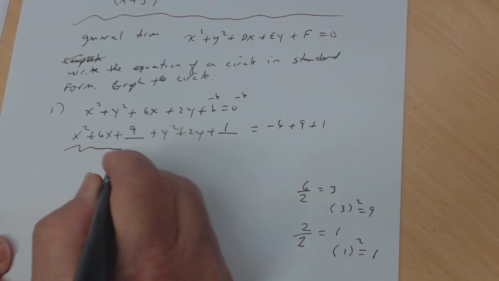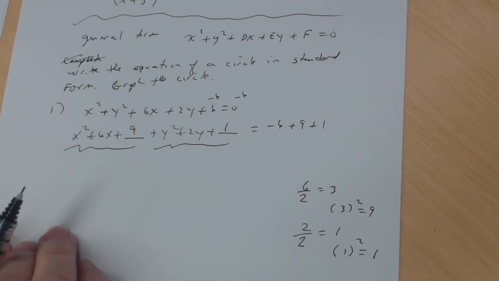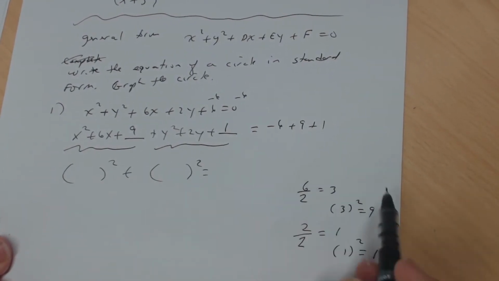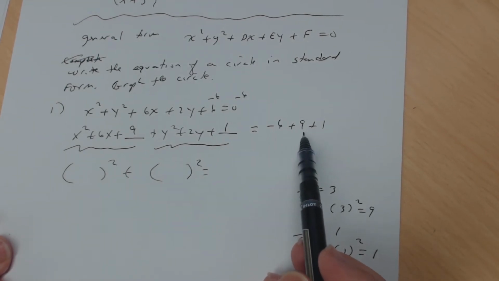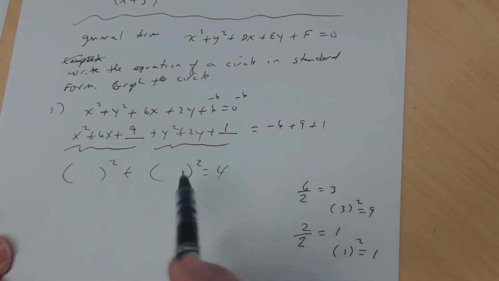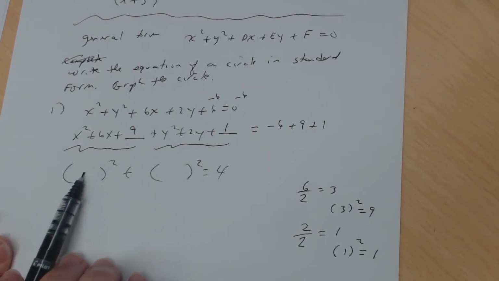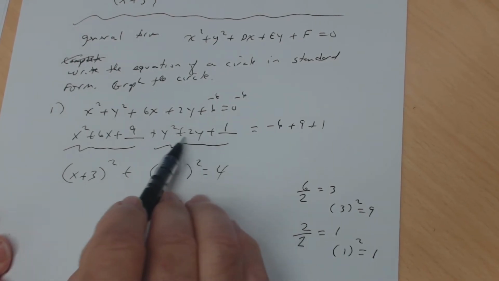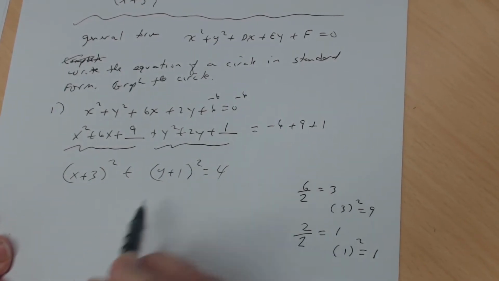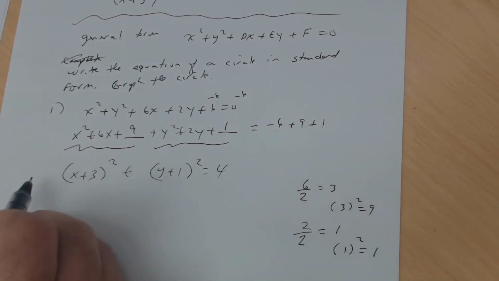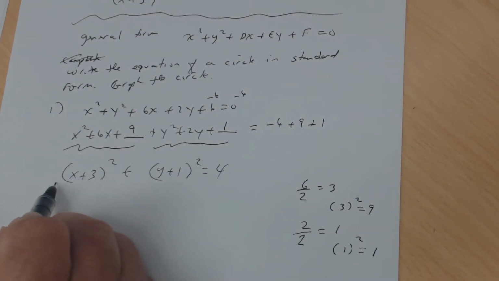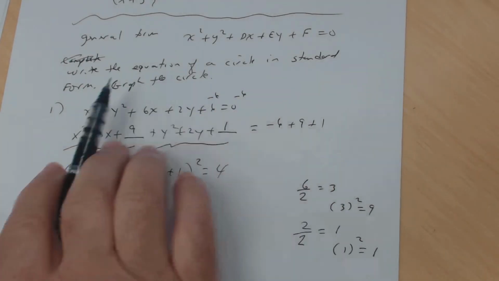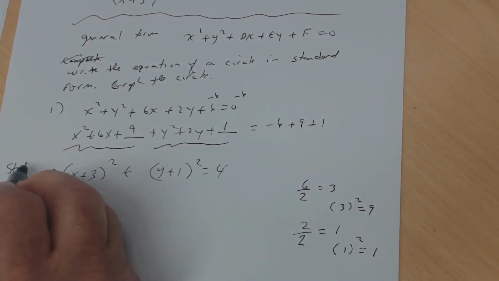So now this should be a perfect square trinomial, and this should be a perfect square trinomial, which means I can write each as a binomial squared. And then over here, negative 6 plus 9 is 3, 3 plus 1 is 4. When I factor this trinomial, I'm going to get x plus 3 squared. When I factor this trinomial, I'm going to get y plus 1 squared. So this right here is the equation of a circle in standard form.